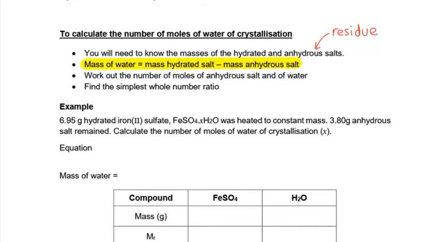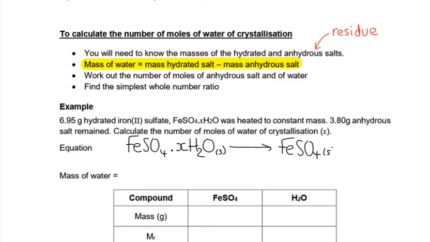So if we have a look, we've got CuSO4, oh no we haven't, let's get the right formula, FeSO4, and we don't know how much water, so we've got an X, and we're going to heat it up, and we're going to get FeSO4, and the X moles of water are now going to come off. Now what we've been told in our question is that 6.95 grams of this were heated and 3.80 grams of this remain.